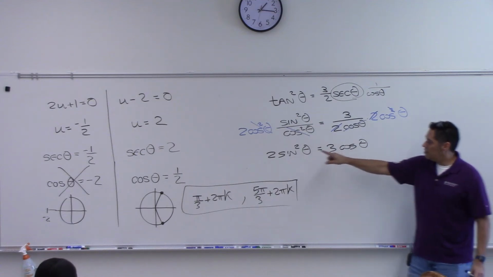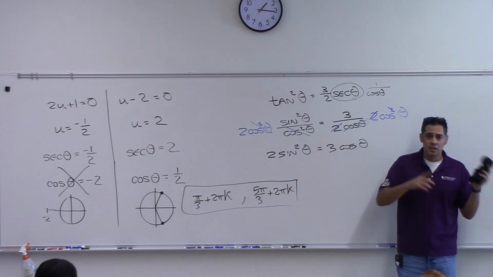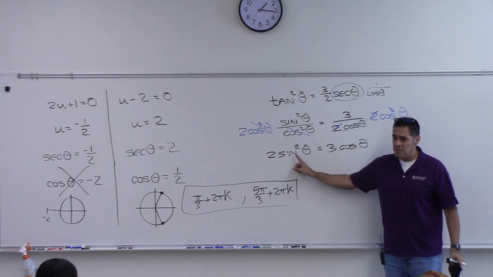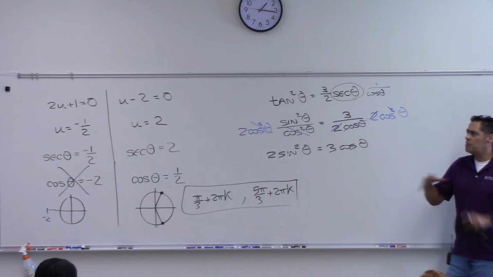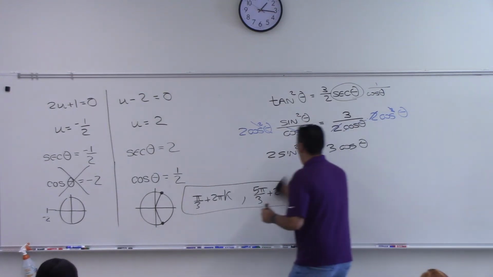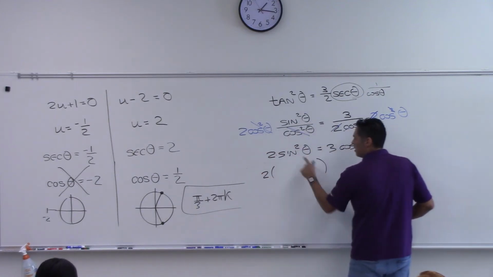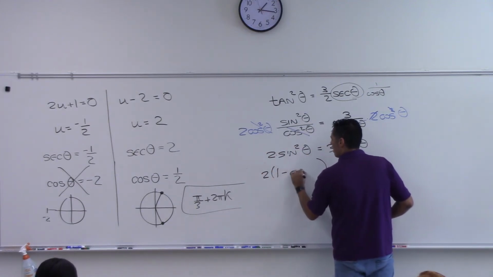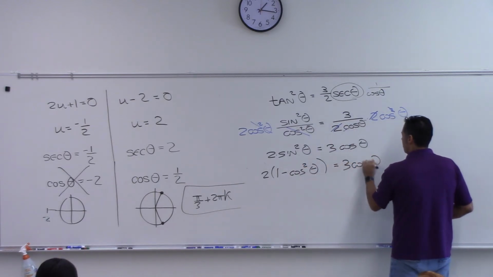Now, sine squared and cosine. We need either all cosines or all sines. So because we have the sine squared, we can use that Pythagorean identity, and we can solve that for sine squared. Sine squared theta is what? In terms of cosine squared, what is it? 1 minus cosine squared. So I would rewrite this as, be real careful with this 2, 2 times 1 minus cosine squared theta, and then equals 3 cosine theta.